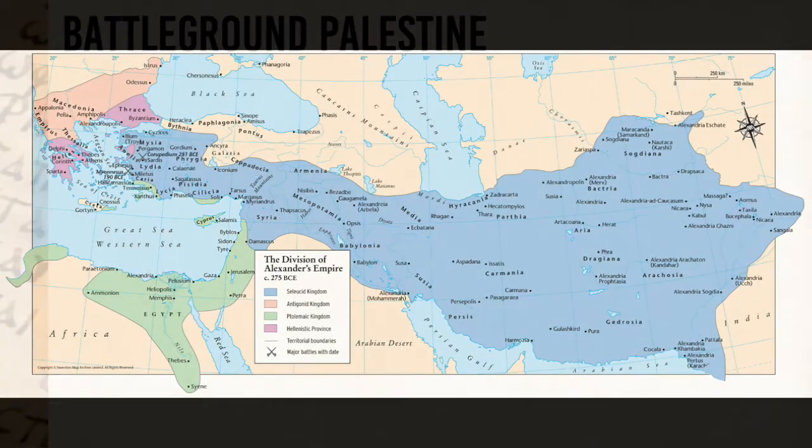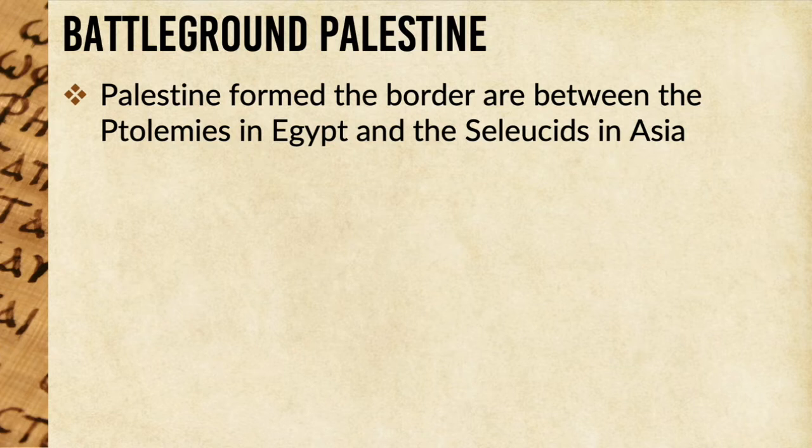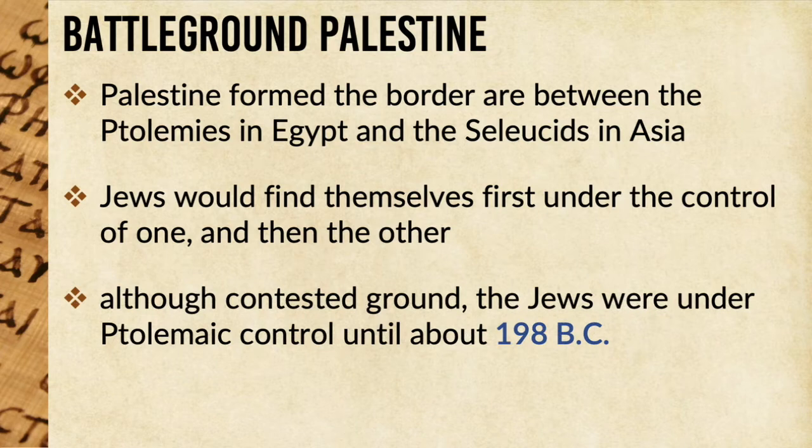So let's talk a little bit about battleground Palestine. Again, Palestine forms that border area between the Ptolemies in Egypt and the Seleucids in Asia. The Jews, of course, live in Palestine. They're living in Judea or Judah, and they're going to find themselves first under control of one and then the other. And although it is contested ground, the Jews are going to be entirely under Ptolemaic control until about 198 BC. So even though this is a contested battlefield area, they're at least going to be under the rule of the kingdom that's centered in Egypt until 198 BC.